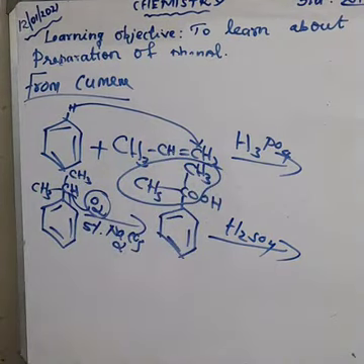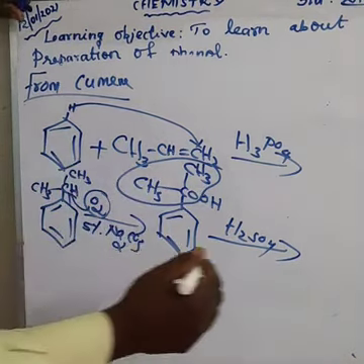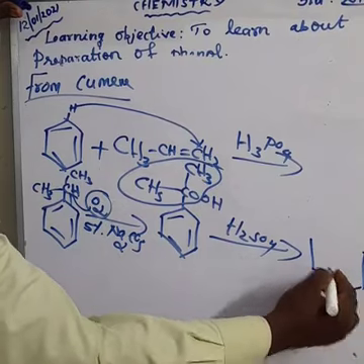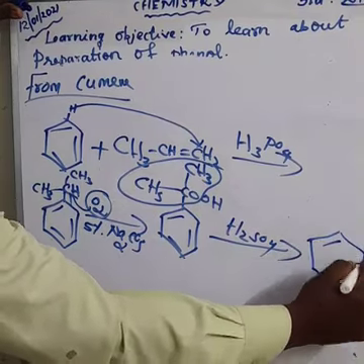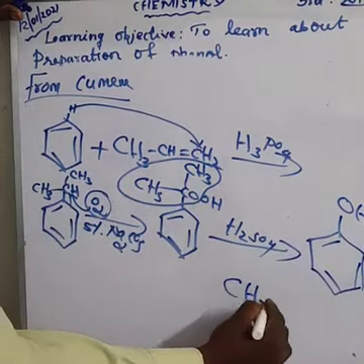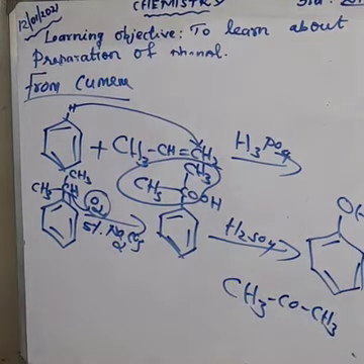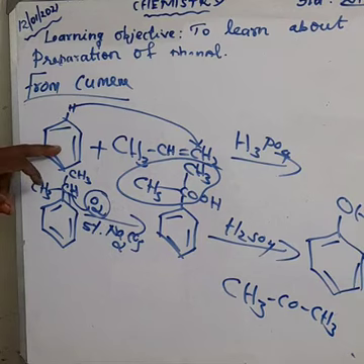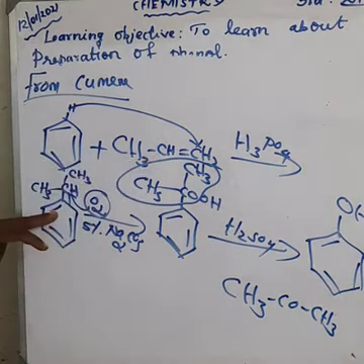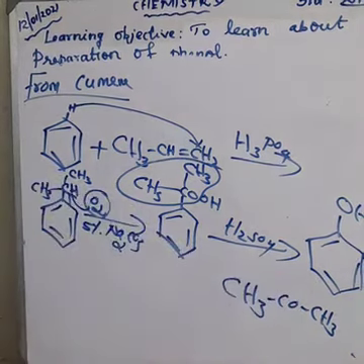What is CH3COCH3? That is acetone. The benzene with OH forms phenol, and also we get acetone, CH3COCH3. It's a very important question. Try to write the names of the compounds: benzene, propene, cumene hydroperoxide, phenol, and also acetone. Can you write? It's a very important question. Try to learn this question.